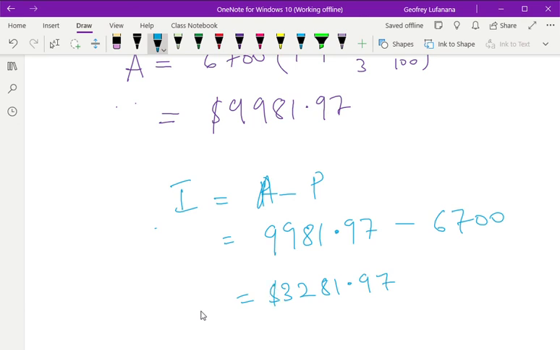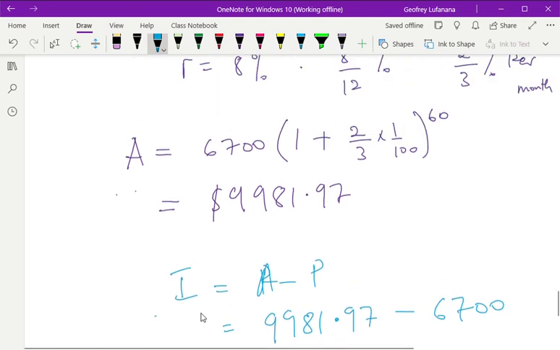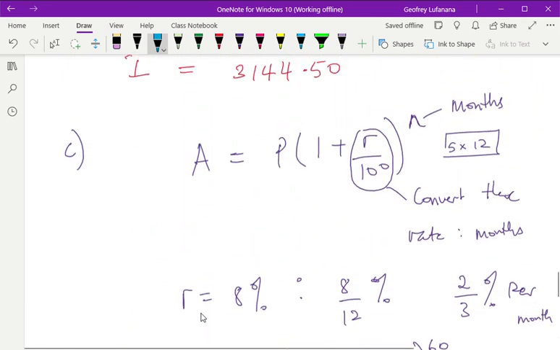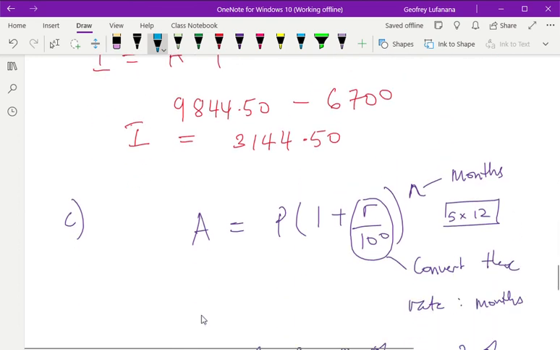3,281.97 as our interest. Please note, if the interest is compounded monthly, you need to change your time to months, and your rate has to be per month. Okay, that's the major difference.